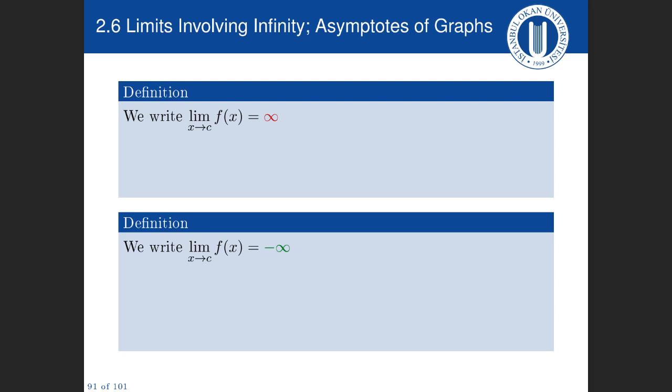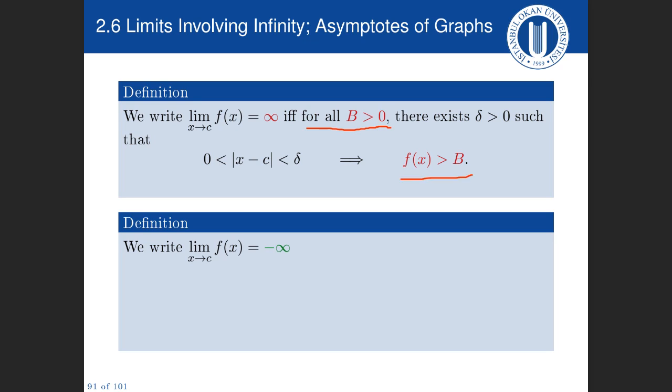I want to give two definitions, a definition of the limit as x tends to c of f of x is equal to infinity, and the definition of the limit as x tends to c of f of x is equal to minus infinity. Now, if a limit is equal to infinity, that means the function is getting bigger and bigger and bigger. How big? Bigger than any number that we can think of. So that's the same as saying for all big numbers, capital B, we want the function to be bigger than B.